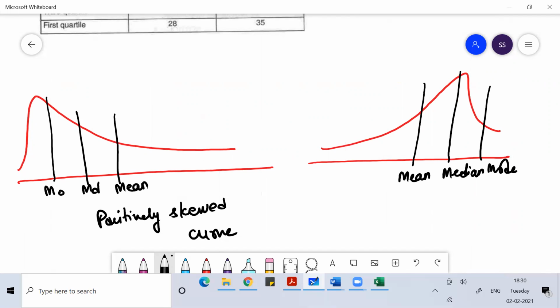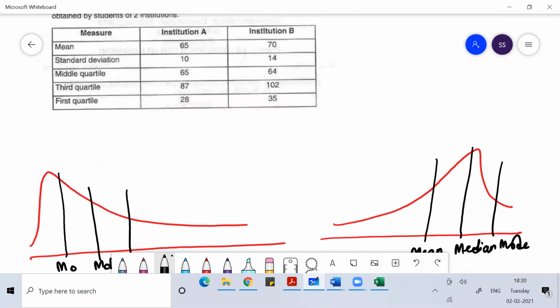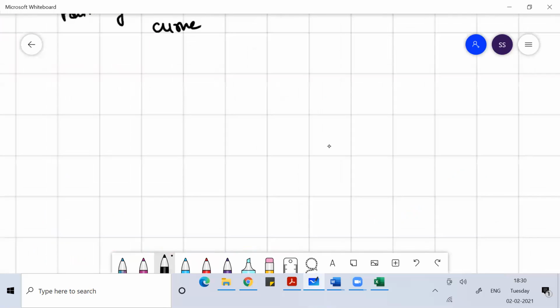So this property of a normal distribution curve, where the curve is not symmetrical in nature, it's asymmetrical in nature, that we call skewness. And when we try to measure the skewness, we use mathematical terminology, which is called the coefficient of skewness.